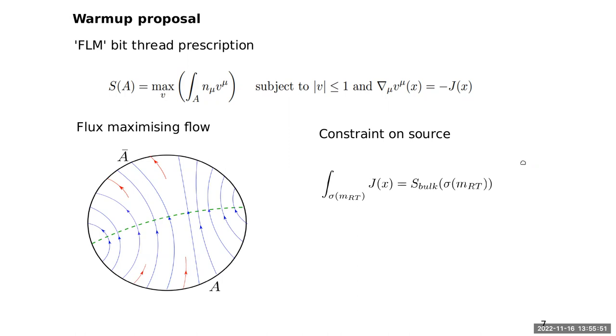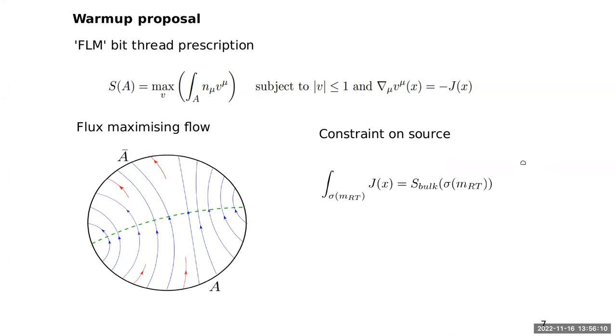What is sigma? Sigma is the bulk homology region for this green dotted line. It's everything below that, out to the boundary. So you still need an RT surface to define this. You still need to know, for this to work, you still need to.